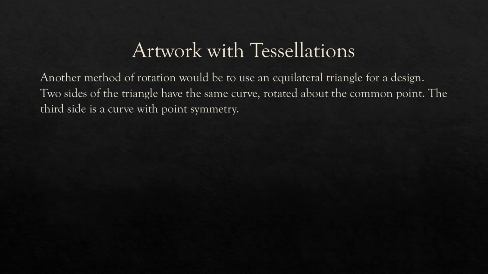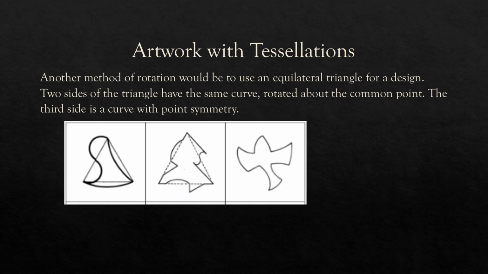Another method of rotation would be to use an equilateral triangle for a design. 2 sides of the triangle will have the same curve rotated about the common point. The third side is a curve with point symmetry. So take a look at this one. We have this side rotated to this side, and then this third side is rotated in the middle of it. So it has point symmetry. You can turn this side to be symmetrical.